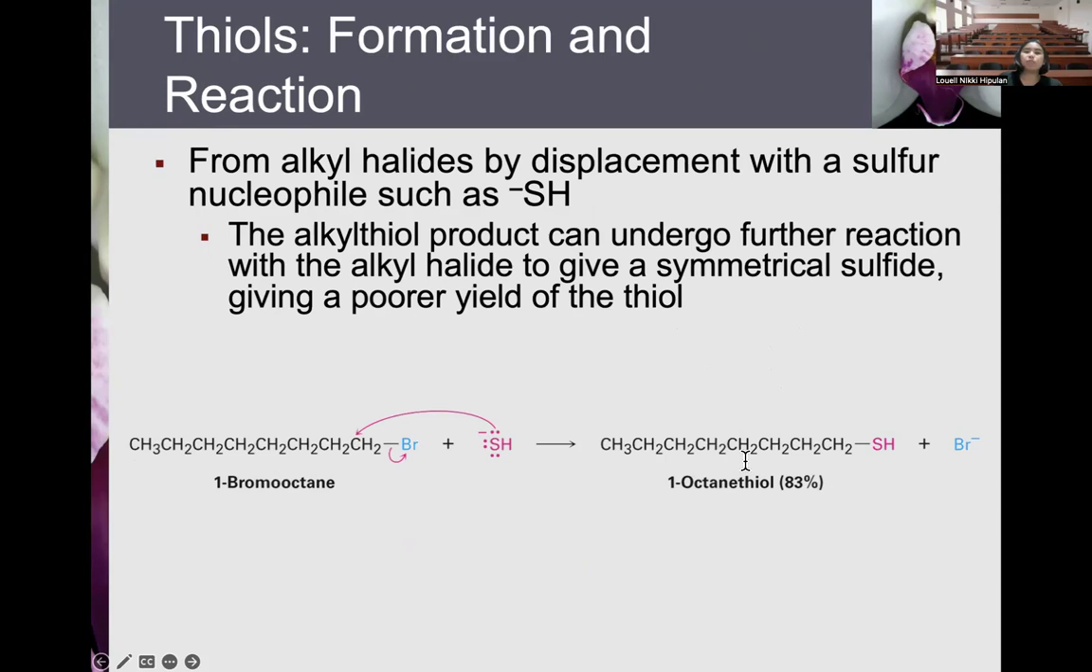Thiols are usually prepared from alkyl halides via SN2 displacement with a sulfur nucleophile such as the hydrosulfide anion. So you can synthesize a thiol via an SN2 reaction, using the hydrosulfide anion here. The reaction often works poorly unless an excess of nucleophile is used. This is the nucleophile, basically.